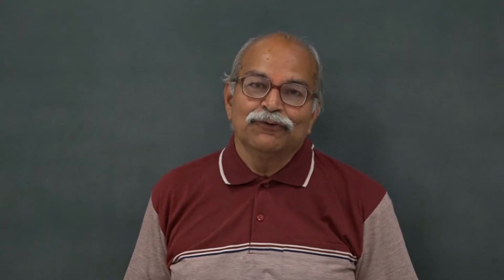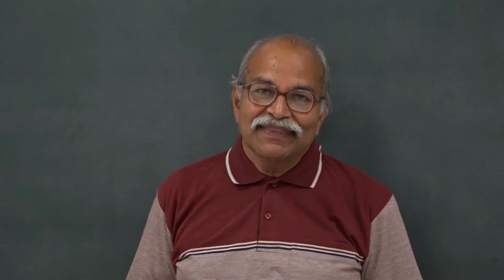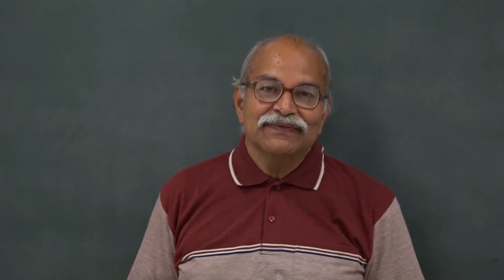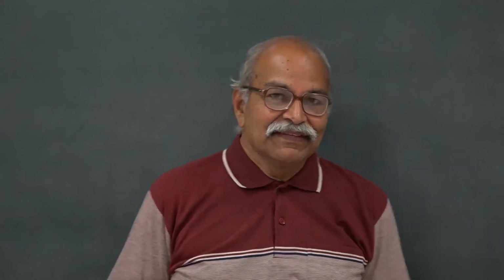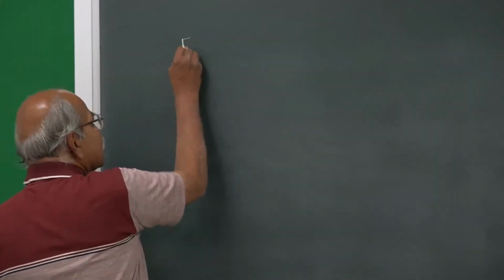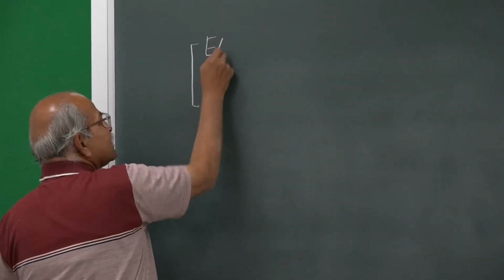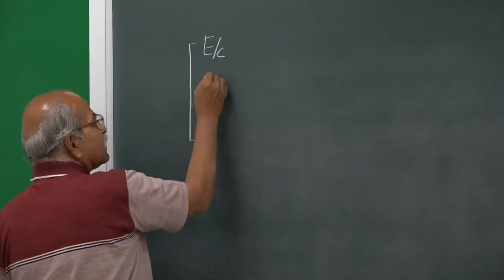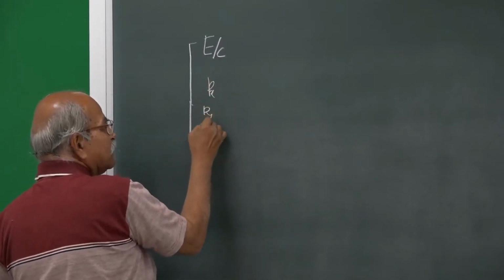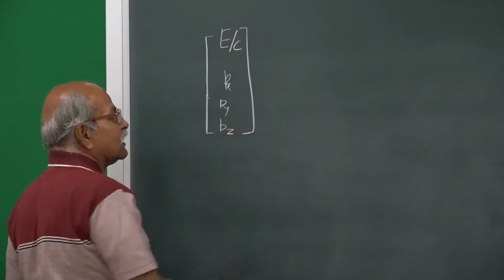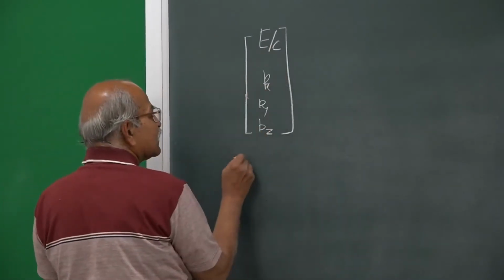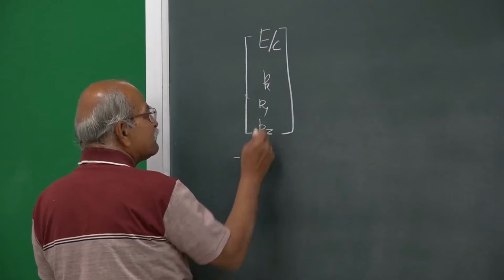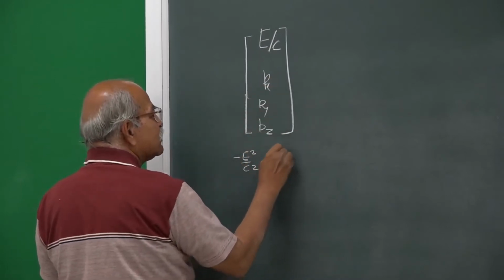So, using the 4-vector property of energy momentum, we derived last time that E square minus P square c square should be invariant under Lorentz transformation, because the vector is E by c, that is the 0th component, and then Px, Py and Pz. This is the 4-vector, and the magnitude of this vector squared is minus of this quantity and then plus this square plus this square plus this square, which is P square.